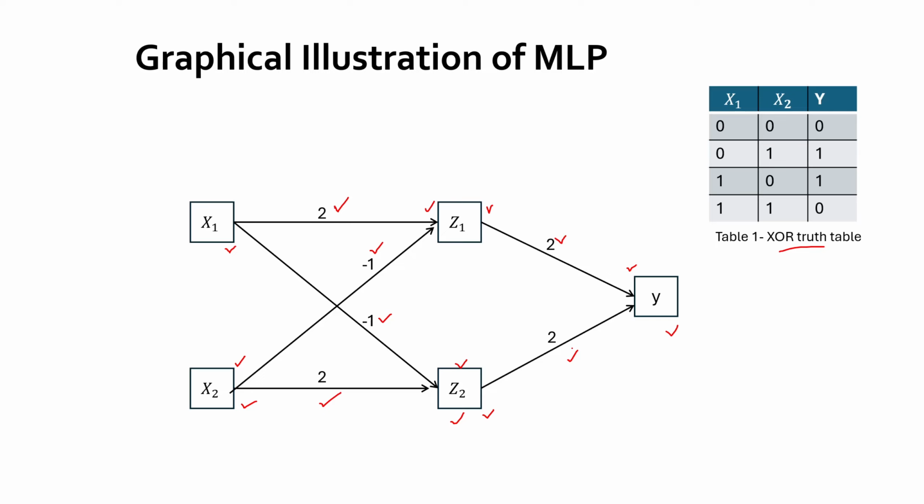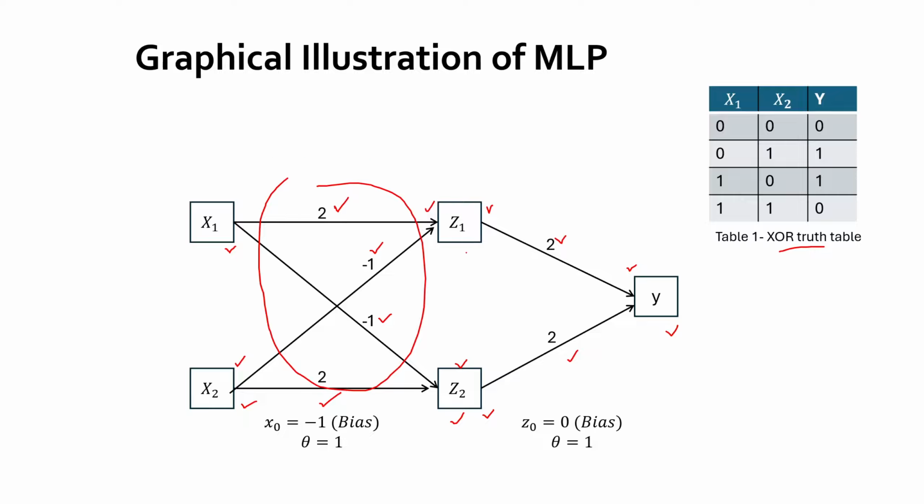So these are the weights, and there are also thresholds and biases. With the weights from the input layer to the hidden layer, the associated bias is -1 and the threshold is 1. And from the hidden layer to the output layer, the bias has a value of 0 and the threshold theta has a value of 1.